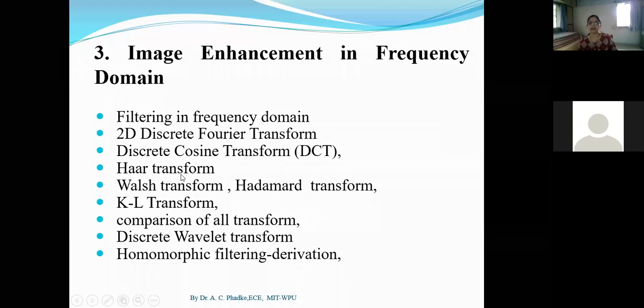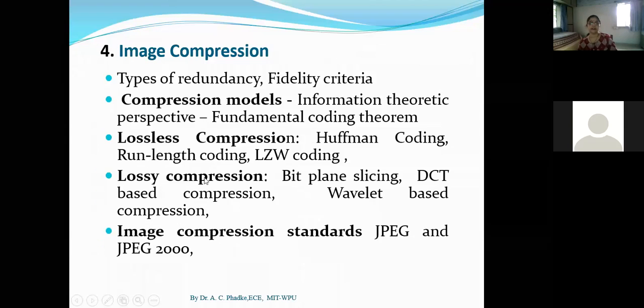By using these transforms, we will see how we can transform an image from spatial domain to frequency domain, and how we can filter the image or process the image in frequency domain. So these points will be covered under unit 3.